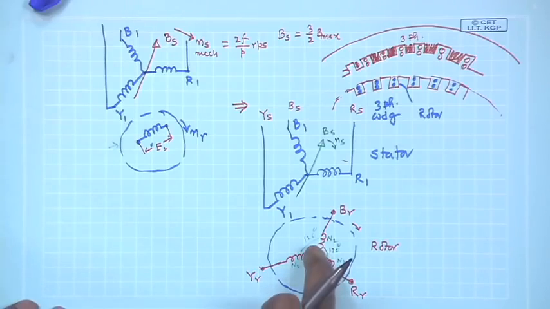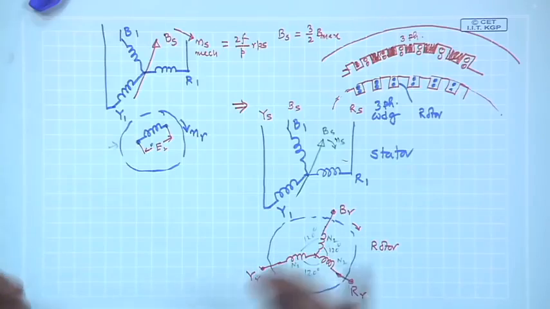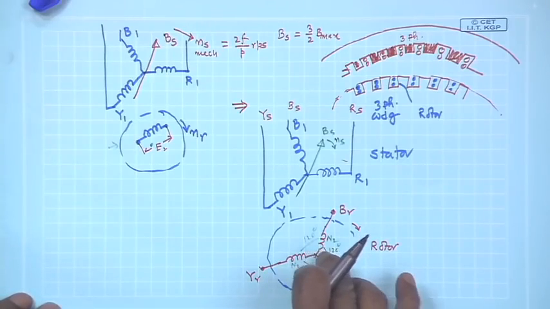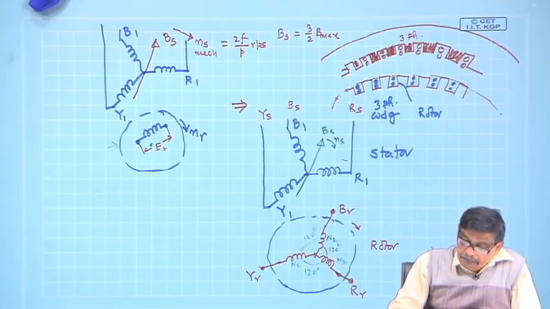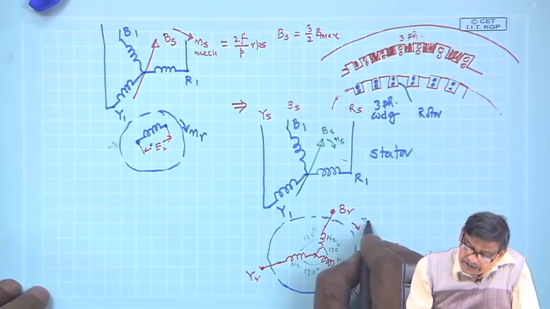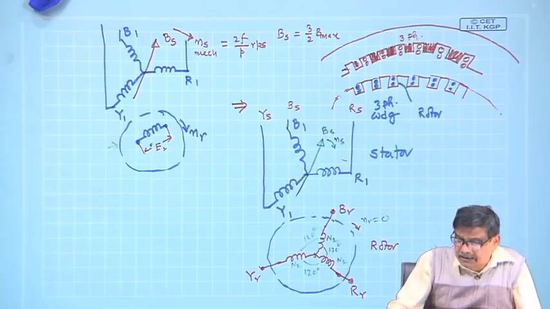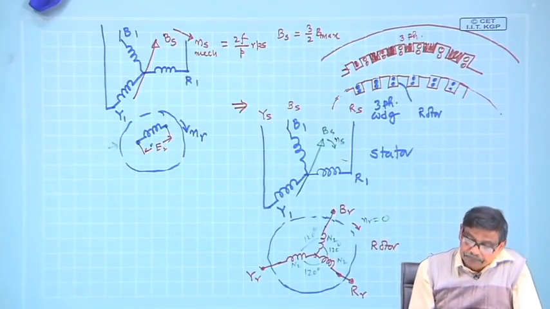Similarly, the induced voltage in B phase will be maximum after 120 degrees, and Y phase has got the maximum value. So, there will be once again balanced three phase voltage induced in each of the coils, and suppose the rotor speed is 0, because it is open circuited and there is no prime mover connected, nothing. You have simply energized the stator.